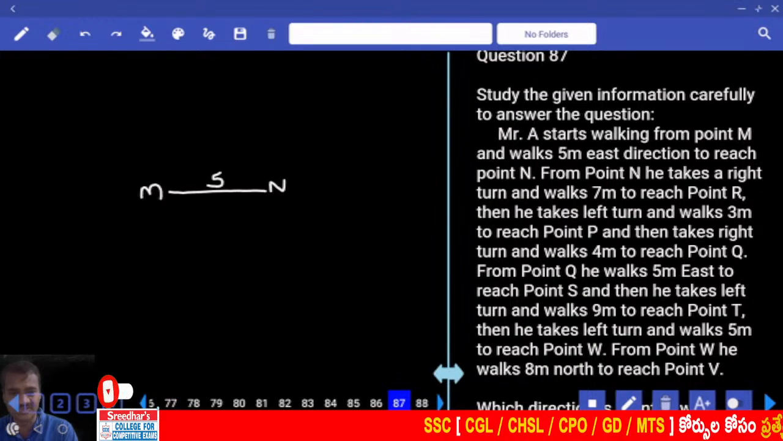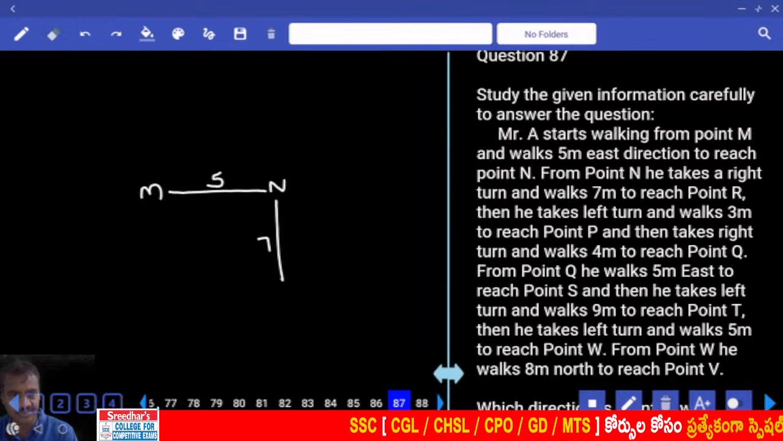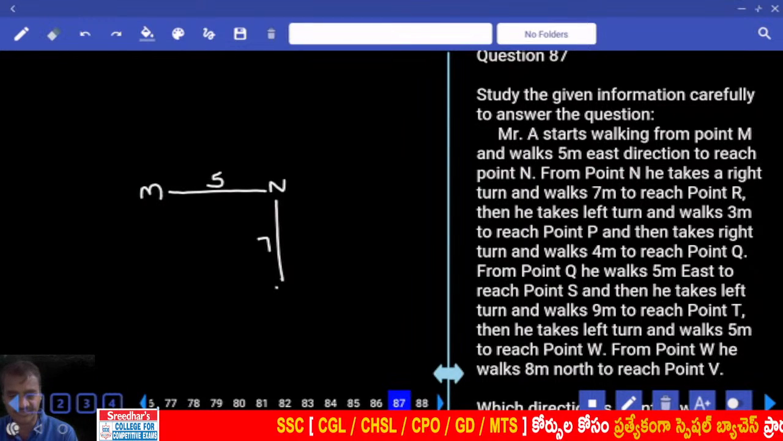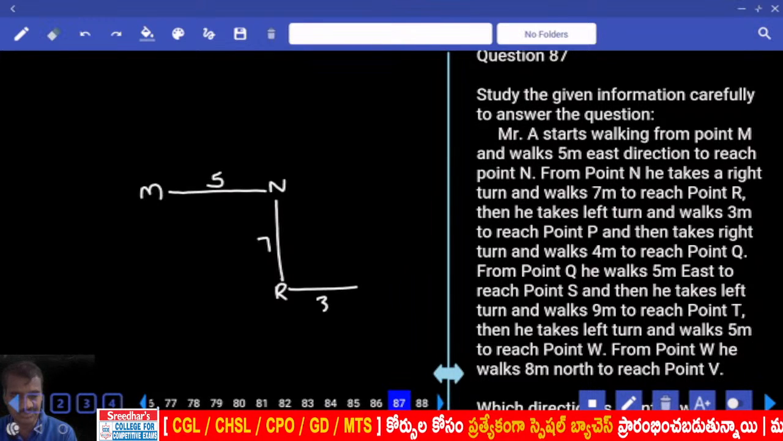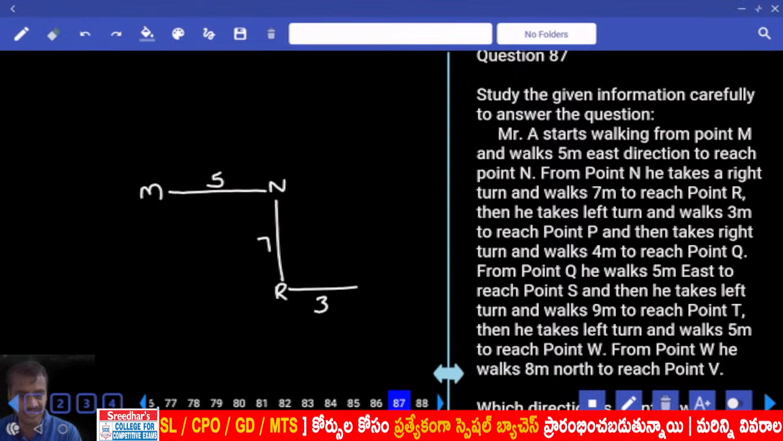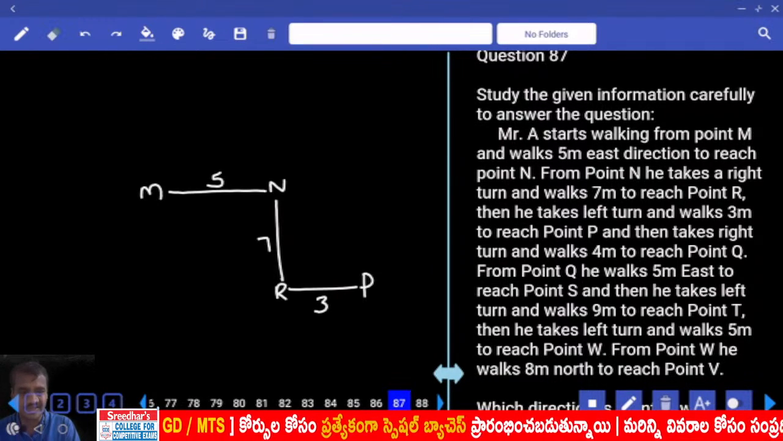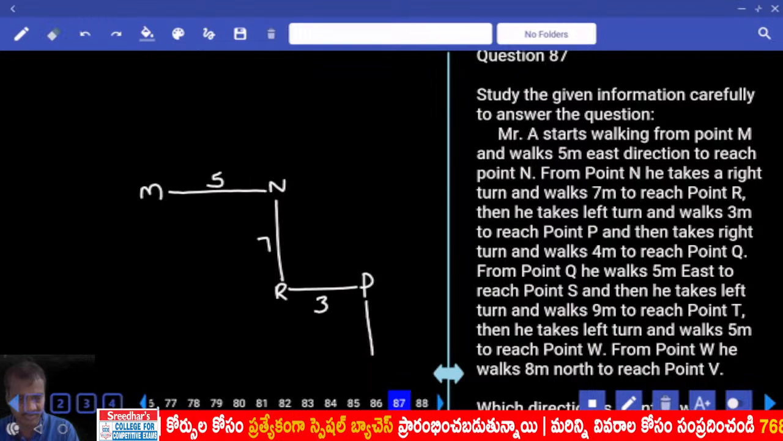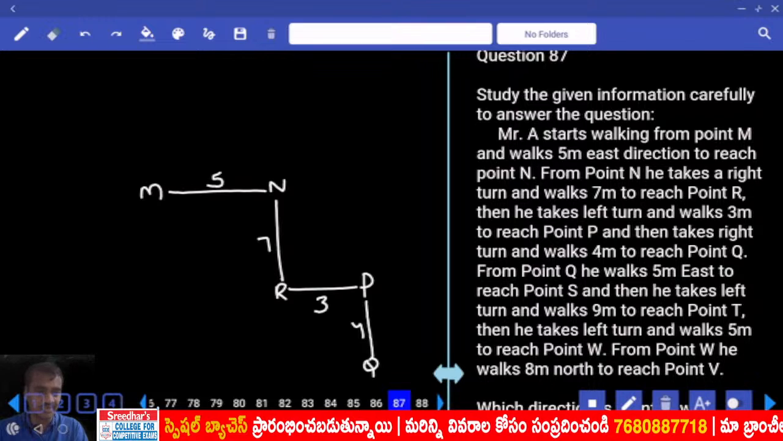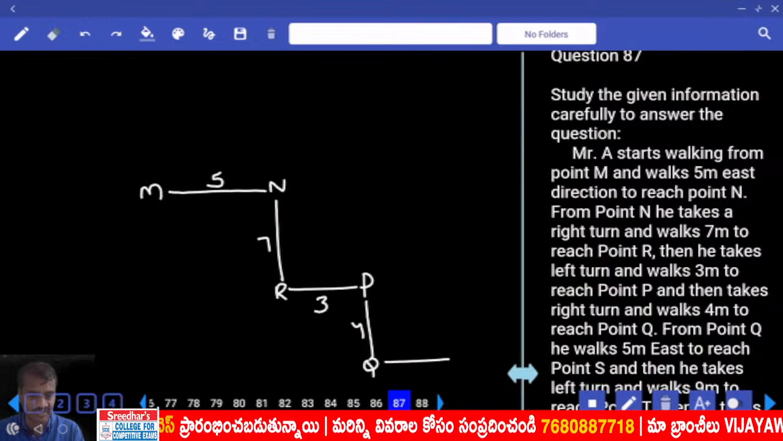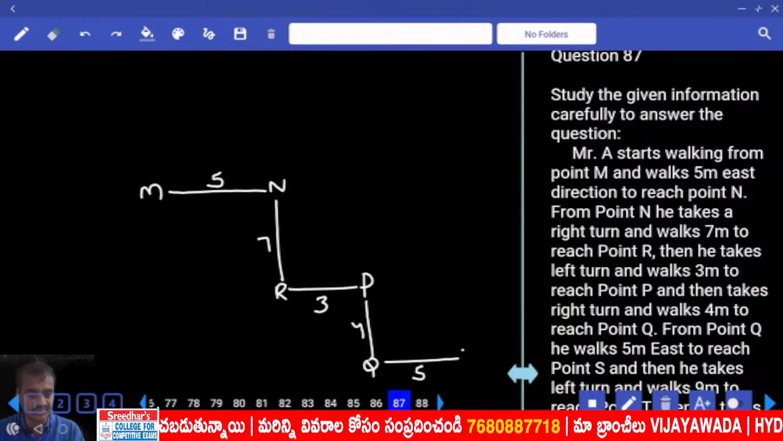From N he takes a right turn and walks 7 meters to reach point R. From there he takes a left turn and walks 3 meters to reach point P. Then he takes a right turn and walks 4 meters to reach point Q. Then from Q he walks 5 meters east.